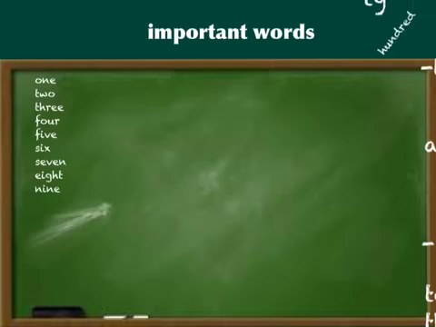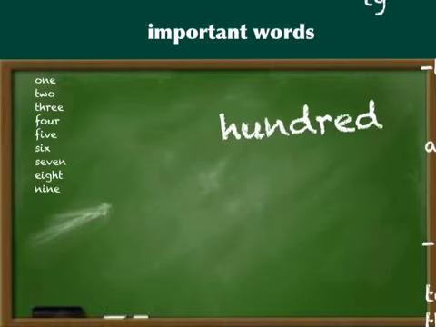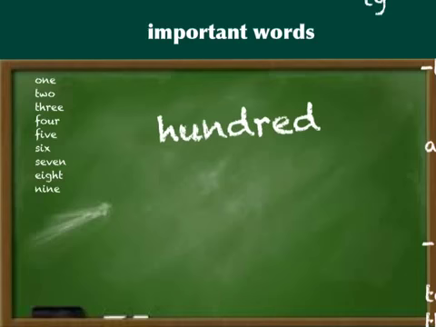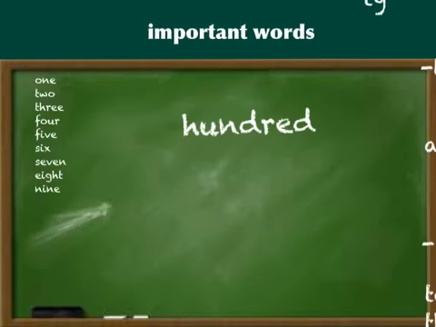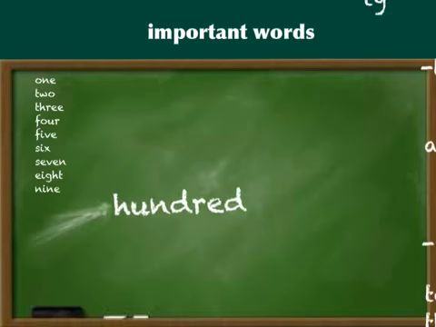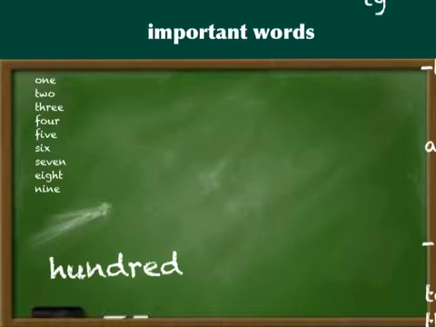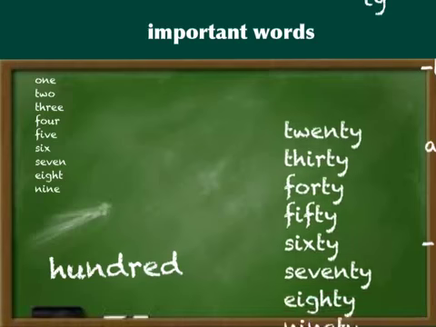We'll also need a word like this one, 100. You'll find that in numbers that are at least 3 digits long, like 134. So 100 is an important word for this lesson. Now we've got ones like these ones here.